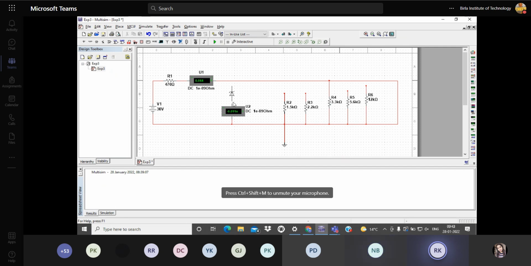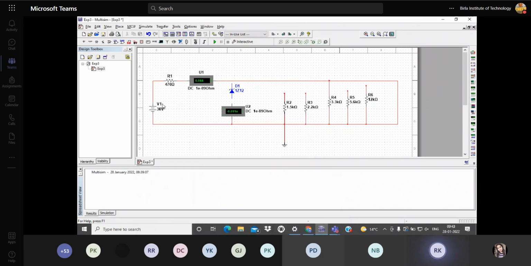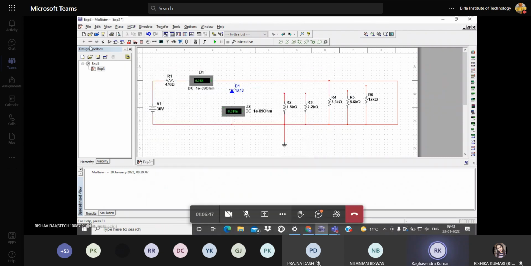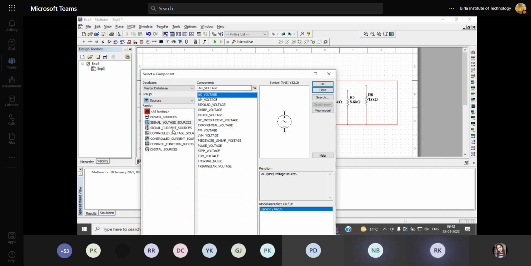So how can we take the variable voltage? I have taken only 30 volt. We have to take 0 to 30 volt variable. In the previous experiment, I think you had chosen a variable DC source. No, sir, I don't remember. Yes, for the PN junction, source.